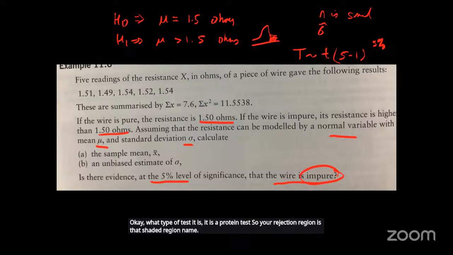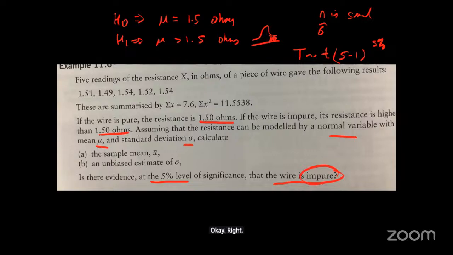Now let's read up the T value at the 5% level, 4 degrees of freedom. And then we will write down the rejection region. Reject if the T value is greater than that value that I just worked out.